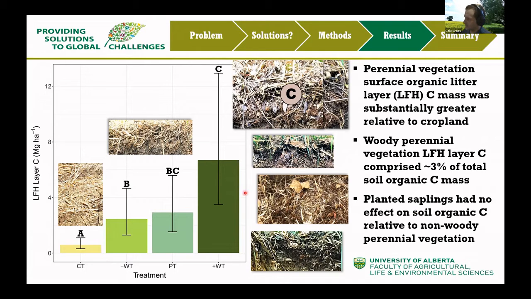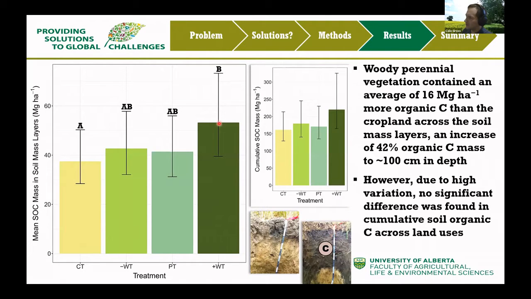Woody perennial vegetation litter layer carbon comprised approximately 3% of total soil organic carbon mass. Planted saplings had no effect on soil organic carbon relative to non-woody perennial vegetation. Woody perennial vegetation contained an average of 16 megagrams per hectare more organic carbon than the cropland across the soil mass layers, an increase of 42% organic carbon mass to approximately 100 centimeters in depth.